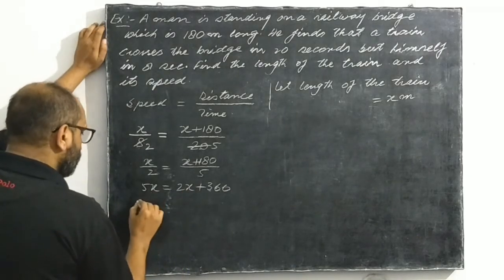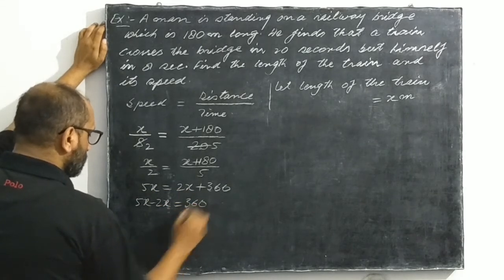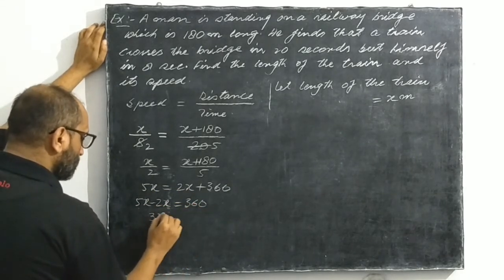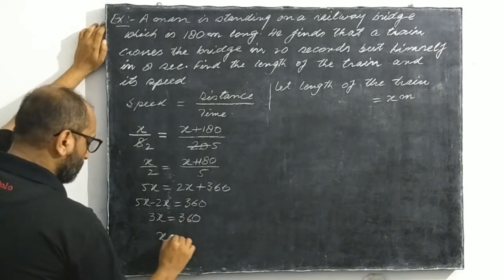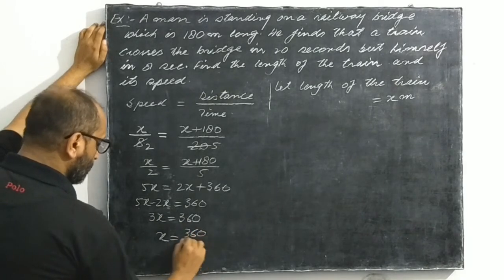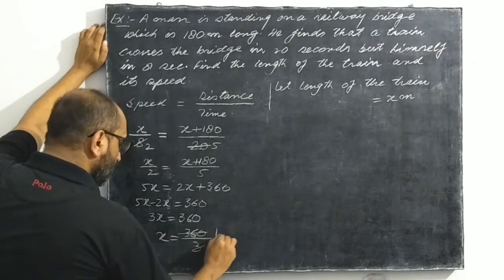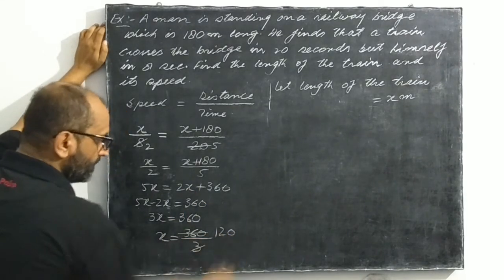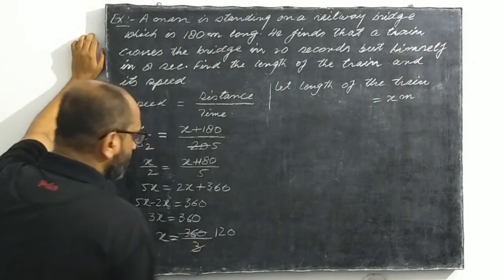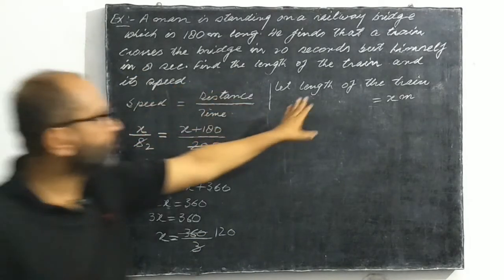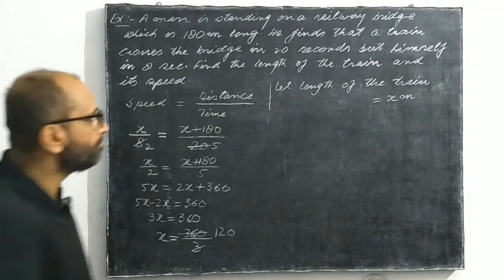Transpose 2x to this side. So we have 5x minus 2x is equal to 360. 5x minus 2x, 3x is equal to 360, and x is equal to 360 divided by 3, and 3 will divide 360 120 times. 3 1s are 3, 3 2s are 6, and 3 0s are 0. So 120. So finally we have found x is equal to 120, and what is x? We have assumed it as the length of the train. So that means the length of the train is equal to 120 meters.